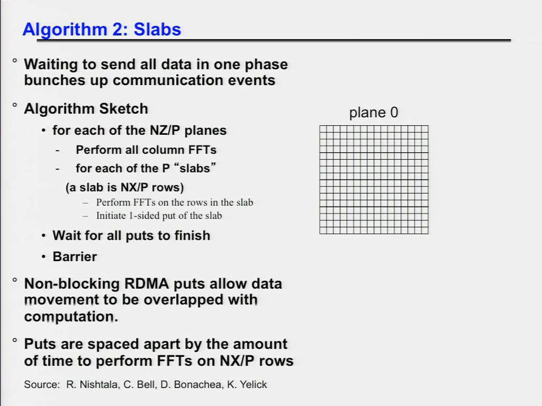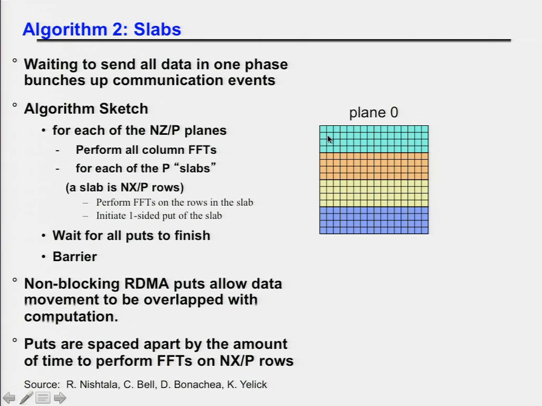So here's the second one, which is called Slabs. What I'm going to do is I still have to send the same data to the same places, but let me break it up into smaller pieces. And so I'm going to start by doing all of the column FFTs. So each processor in my picture here is going to own 4 of these. Let me just look at the first one. So I'm going to finish all the columns. Then I'm going to begin working on the rows. And each of these is called a slab.